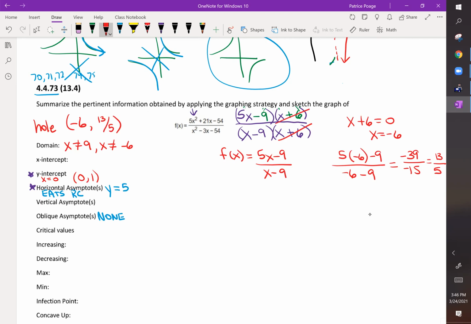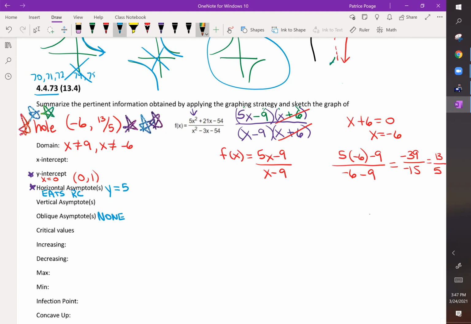So it didn't ask for a hole, but I wrote it there anyway. And then what I personally would do is put stars all around your scratch work, because people forget to put that hole on their number line. If you forget to put that hole on your number line, then your intervals for increasing, decreasing, concave up, down, all that will be wrong. So don't forget about the hole.